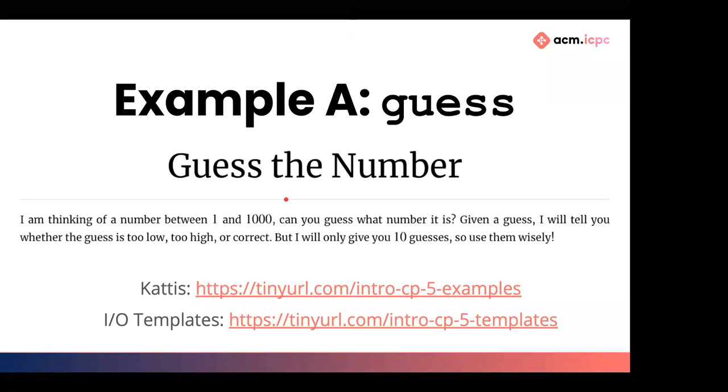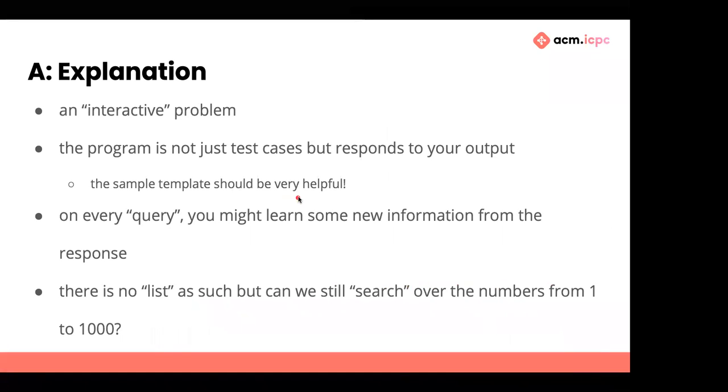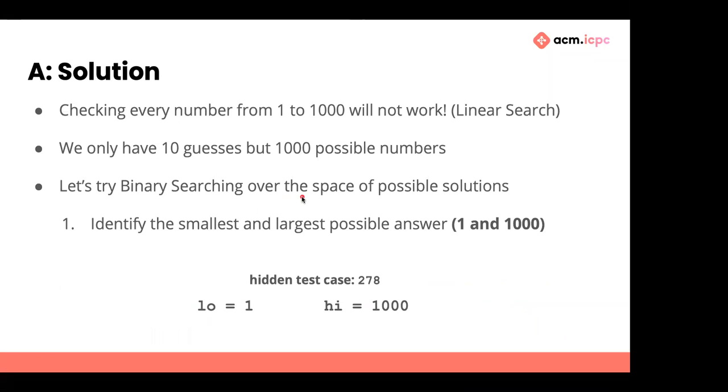All right, so let's skip over the explanation. It's an interactive problem like we discussed before, and let's jump right into the solution. Checking every number from 1 to 1,000 will not work, because the problem specifically says that we only have 10 guesses. If the number was 11 and you check 1 to 10, you're out of your 10 guesses already. And checking these numbers in order from 1 to 1,000 is exactly what linear search is.